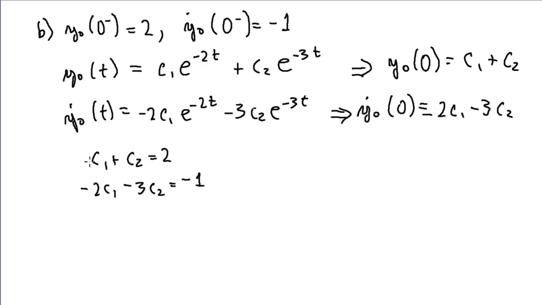Use whatever method you're comfortable with to solve this set of equations. I can multiply the first equation through by 2 and then add it to the second one. Here these terms would cancel. Here I'd have plus 2 c2 and a minus 3 c2. That leaves me with a minus c2. Then I'd have 4 plus a minus 1 is equal to 3. So this gives me c2 is equal to minus 3. Plug that back into this equation. I'll then have c1 is equal to 5.